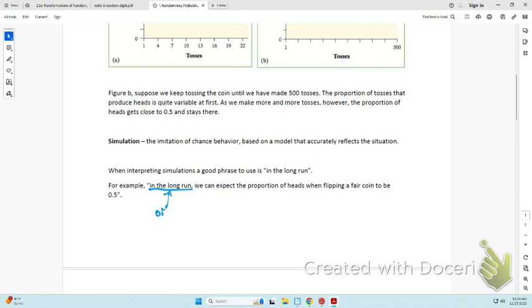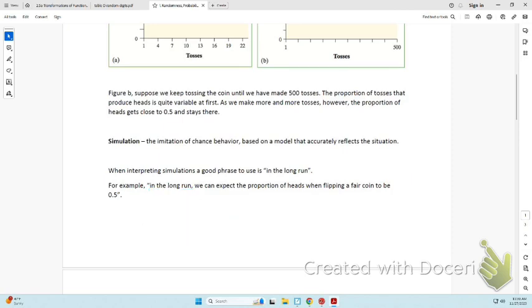Or you could say, "if done many times, we can expect the proportion of heads to be about 0.5." I think I should add the word "about," because it's never going to be exactly 0.5 or 50%.